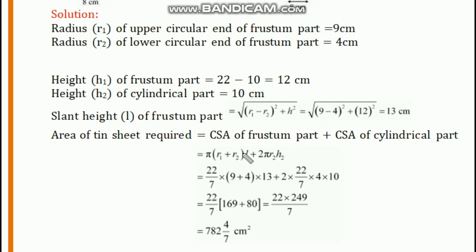r2 is the radius of the end portion of the frustum and the radius of the cylinder. Then substitute the values in the given formula. Finally we get the answer as 782 4 by 7 centimeter square. So the area of the tin sheet is 782 4 by 7 centimeter square.